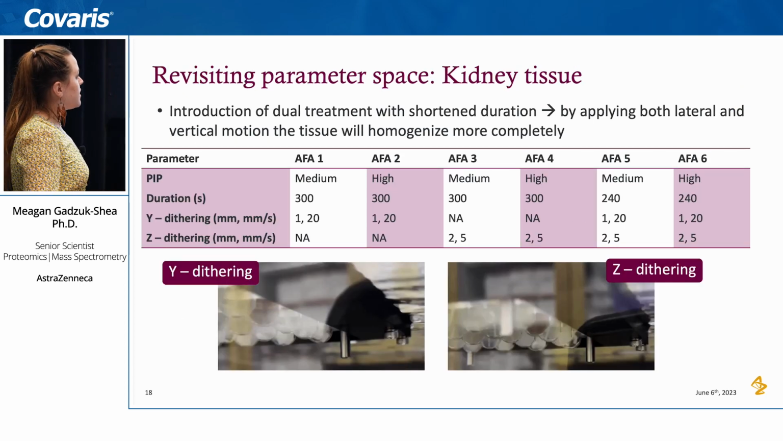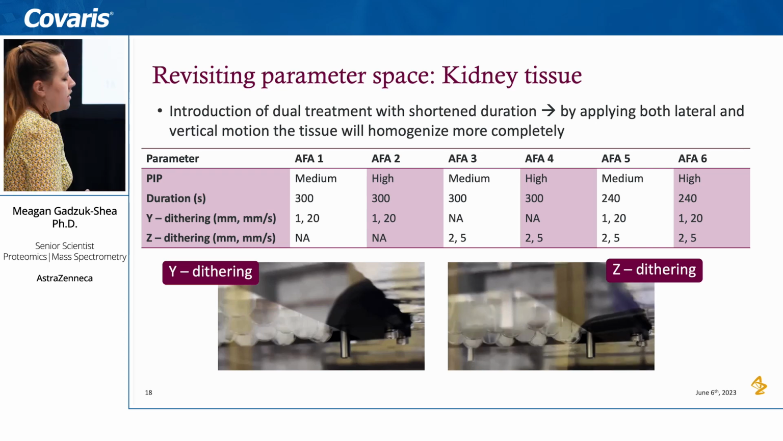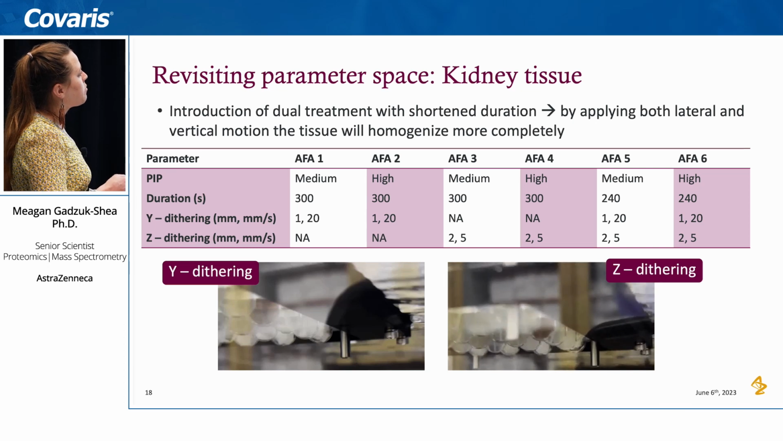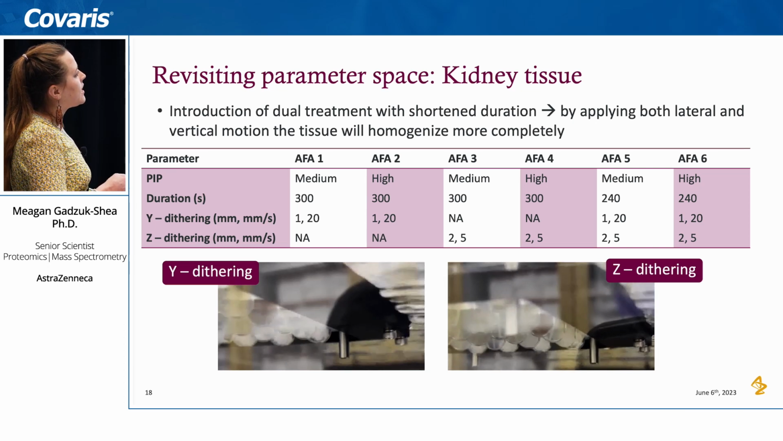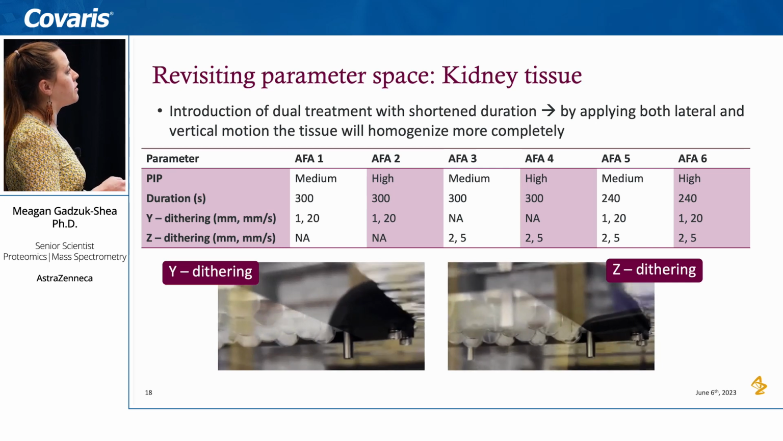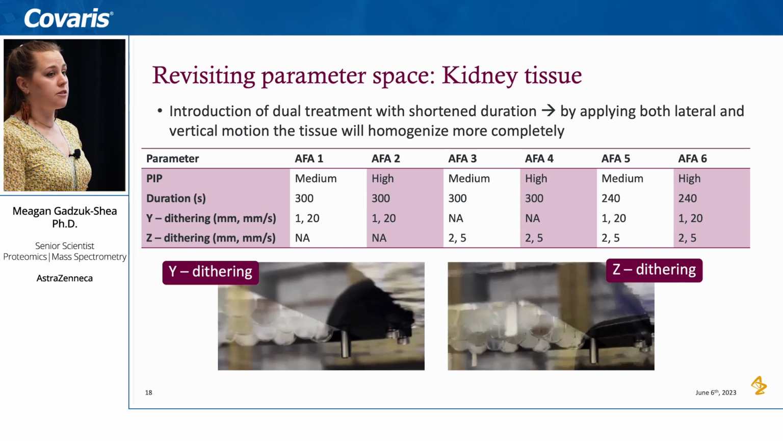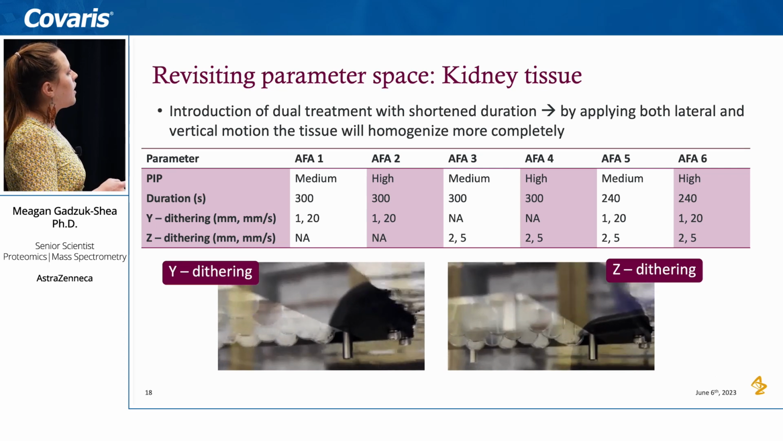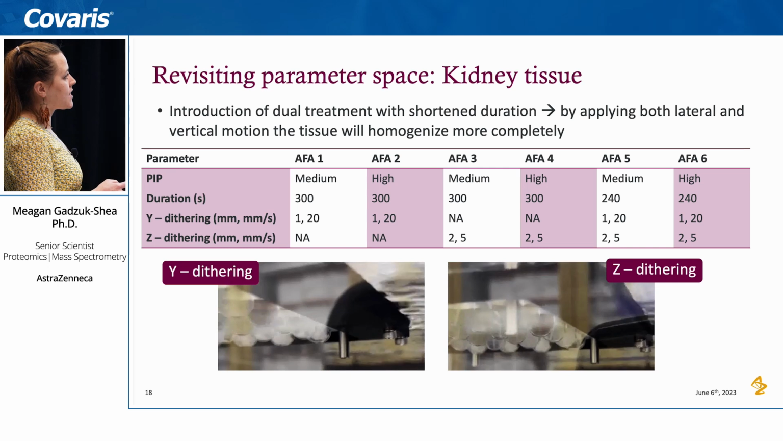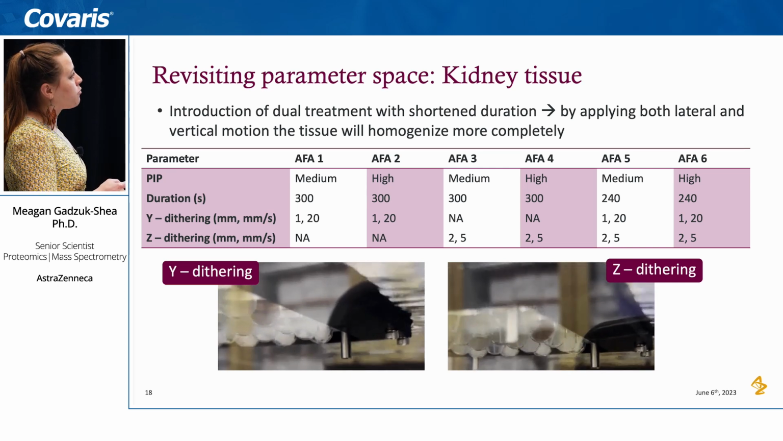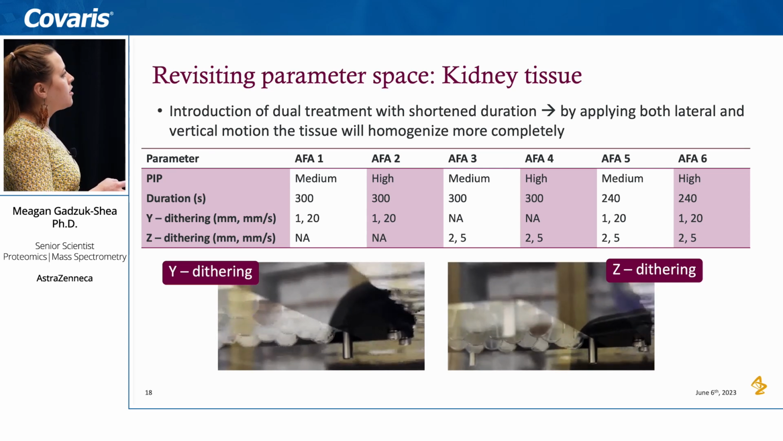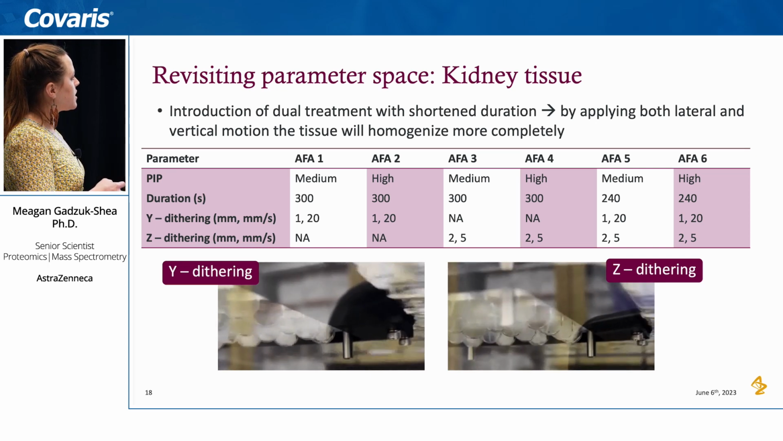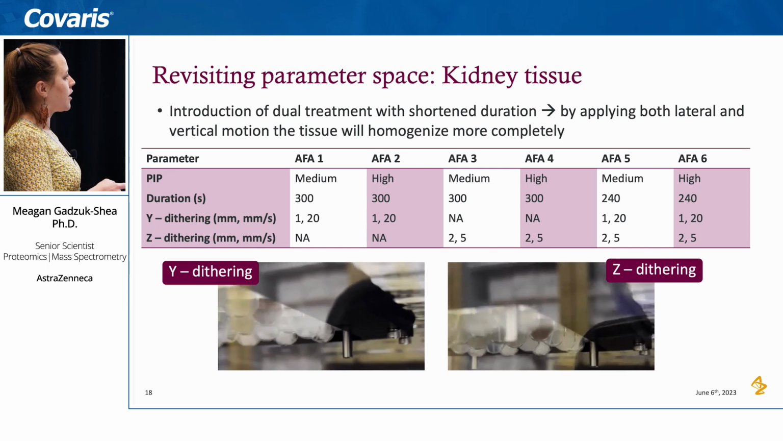And so this is where the Z dithering, or the dithering, comes in. Here we tested 6 different AFA methods, and what I really want you to focus on here is that in AFA 5 and AFA 6, we've actually introduced a dual dithering treatment. So we'll do one round of Y dithering, which is shown here. We're doing 1 millimeter at 20 millimeters per second. But then after 4 minutes of treatment at this dithering, we switch to the Z direction, so that's up and down. And what you can see in these videos is the tissue is being very well mixed.